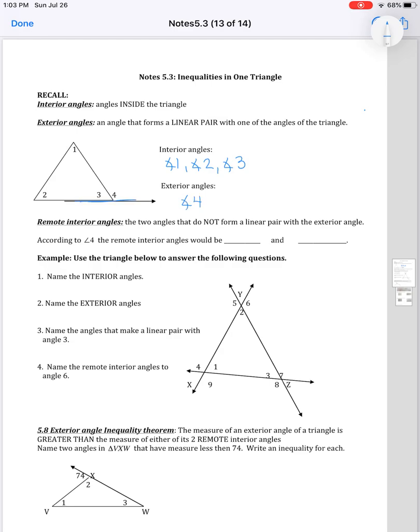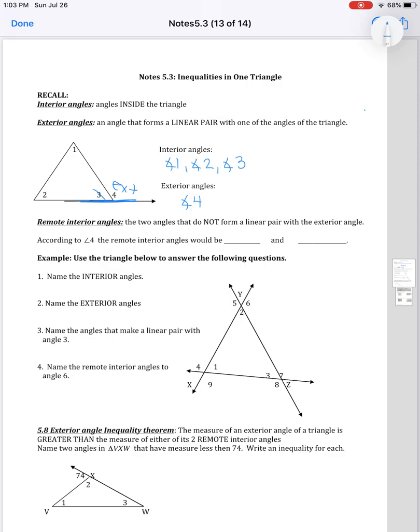So 5.3, we're going to talk about inequalities. So we've gone over some of this already. Interior angles are angles inside the triangle. Exterior angles are angles outside the triangle. But not only that, it's an angle that forms a linear pair with one of the angles in the triangle.